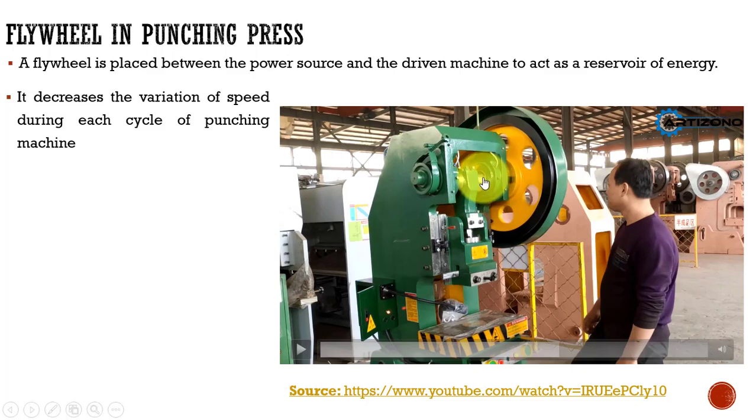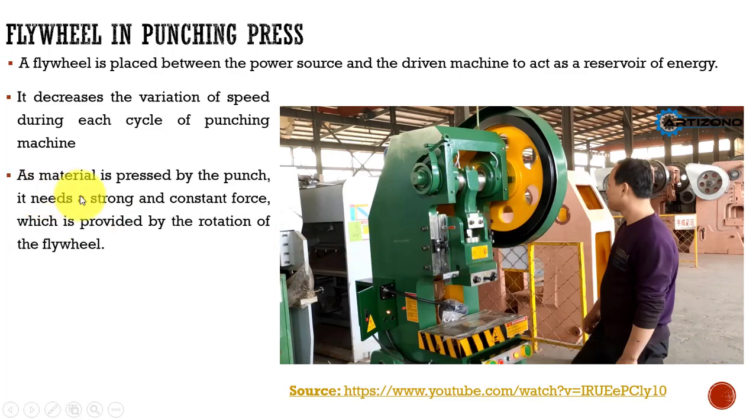There will be an enormous amount of variation in speed, because during the operation, when a material is pressed by a punch, it needs strong and constant force. An enormous amount of force is required for this punching operation, so it consumes as much energy as possible. So for the next stroke, if you want to go for another try, there will not be that much energy remaining in the motor, so it just reduces its speed.